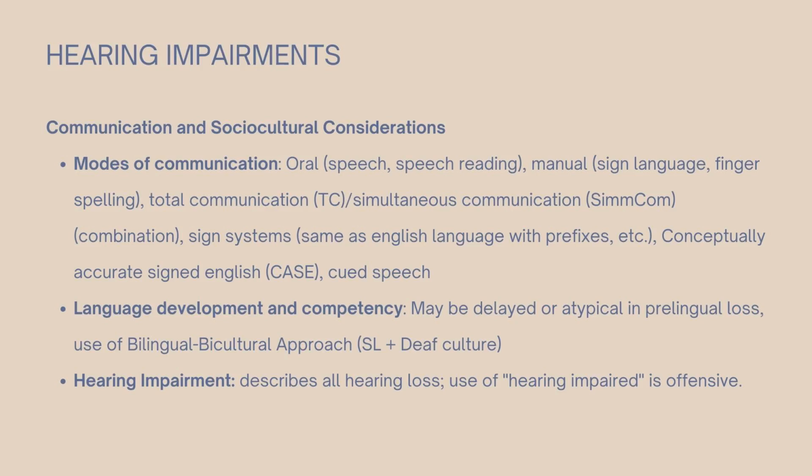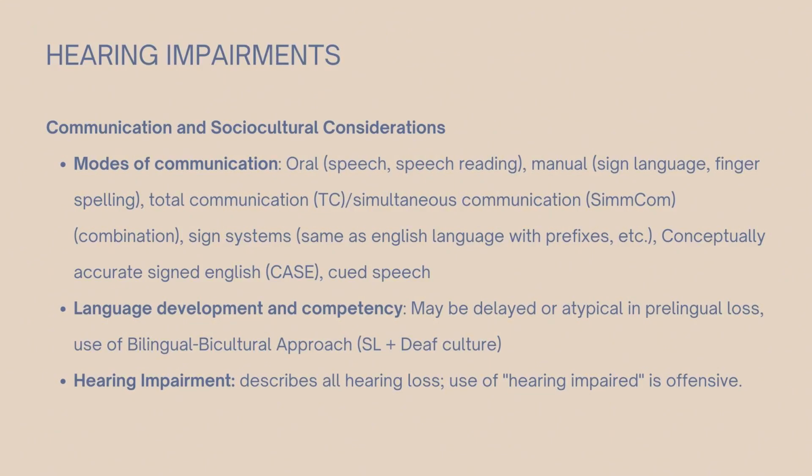Communication and sociocultural considerations. Different modes of communication. So we have oral, doing speech or speech reading; manual, or basically sign language or finger spelling, or what we call the Rochester method; and then total communication is basically the use of any or all modes of communication, and then SIMCOM is a mix of both, and it's usually interchangeable with TC, but SIMCOM is more of a type of TC.